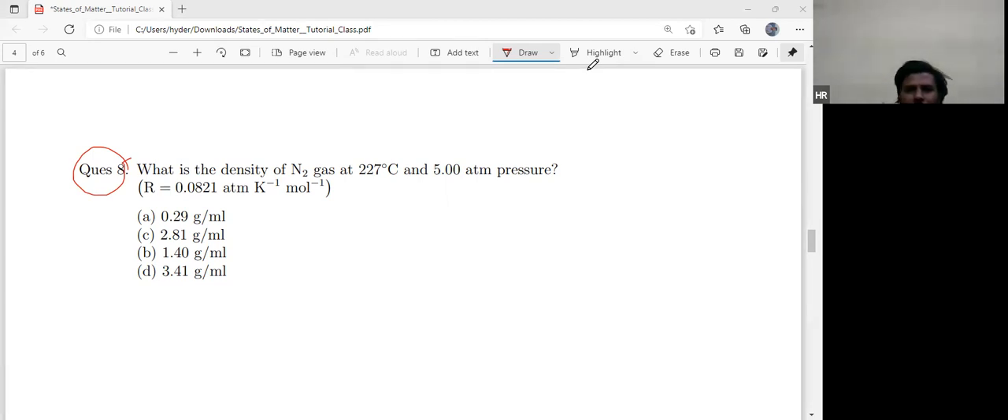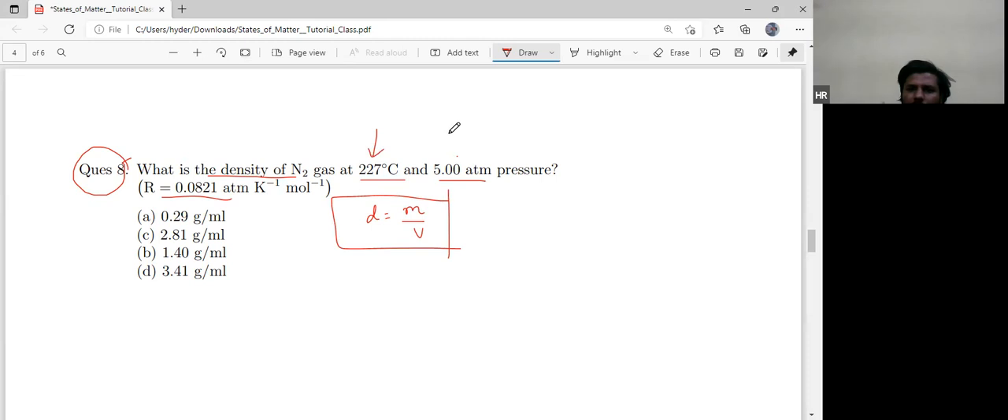Irfan, Salman. See here, what is the density of N2 at this temperature, 5 atm pressure, R is given. So whenever density has a normal formula, mass upon volume, and here temperature is given, pressure is given, and R is also given. So we need to apply the formula of density, that is MP upon RT. Another formula for density, just as I wrote it in the previous slide.